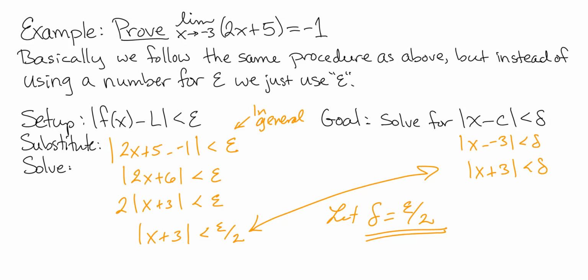Now we have a proof that for any epsilon, we can find a matching delta. In this case, if you challenge me with an epsilon, what I know to do is just divide it by 2 and I will find the matching delta.